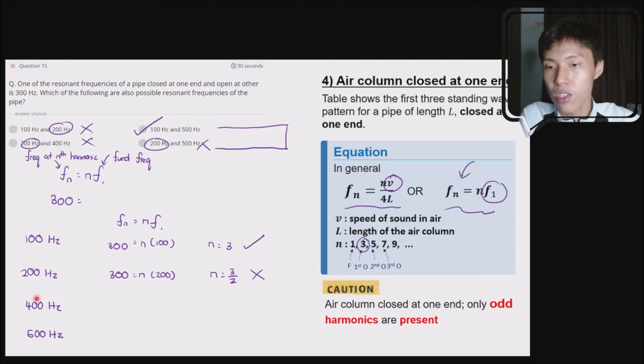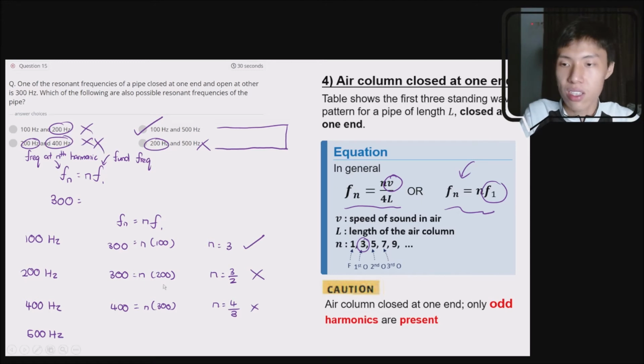So you have 400, you have 300, 400 and 300. 400 is larger, so it'll be on the left hand side. 300 is more suitable to be the fundamental frequency. So 300 you put over here, n you put here, 400 you put here, then you know that n is equal to 4 over 3. Again, our values are 1, 3, 5, 7, 9, so this is not logical. So if you see this 400 here, then it's wrong, double wrong.